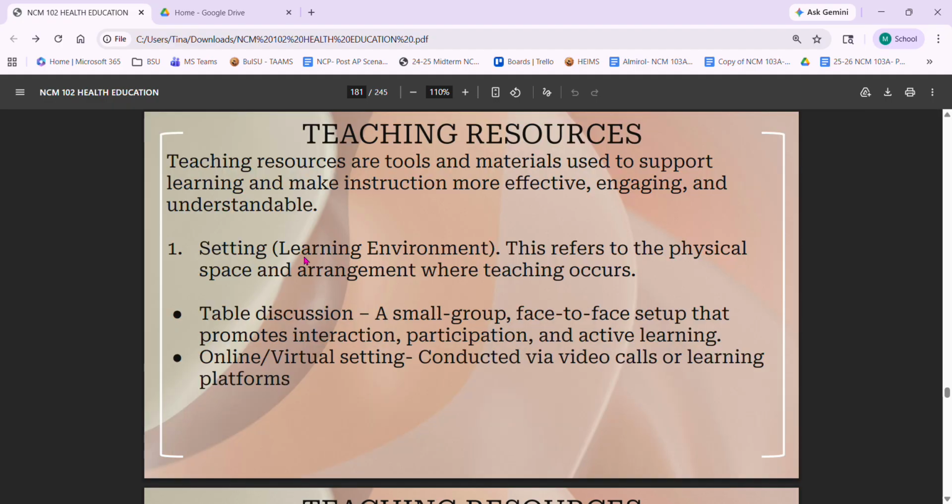Okay? Now, let's go to the teaching resources. So, ang teaching resources nyo, these are tools and materials used to support the learning and make instruction more effective, engaging, and understandable. Okay? So, first, you have your learning environment or the setting. Okay? This refers to the physical space and arrangement where teaching occurs. Okay? Table discussion ba yan? So, pag table discussion, small group, face-to-face setup. Okay? Promote interaction and participation and active learning. Okay? Or online or virtual setting conducted via video calls or learning platform.